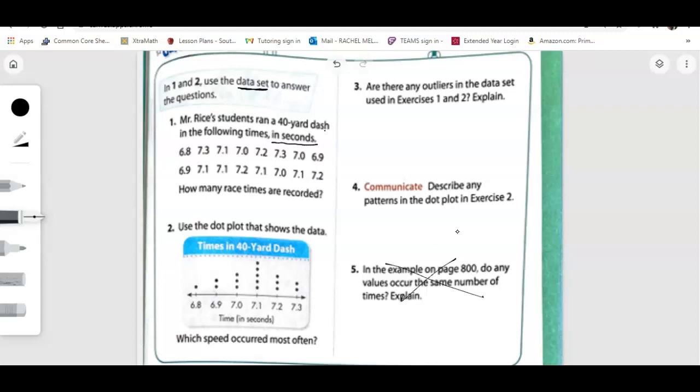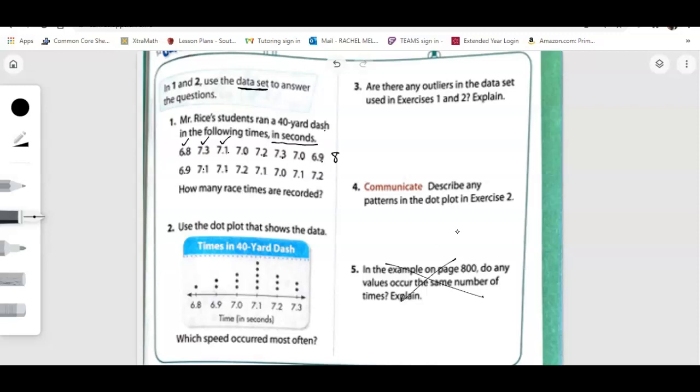Okay, so I see decimals. Okay, so I have a 6 and 8/10, a 7 and 3/10, 7 and 1/10, and so on. Okay, notice that these are not in any particular order. Okay, this data set is given to us just out of order because that's how they ran it. Okay, so this was the first person, this was the second person, and the third person, and so on. Okay, and so what the question for number 1 is asking is how many race times are recorded? Well, that just means how many people ran the race, right? Well, there's 1, 2, 3, 4, 5, 6, 7, 8 in the first row.